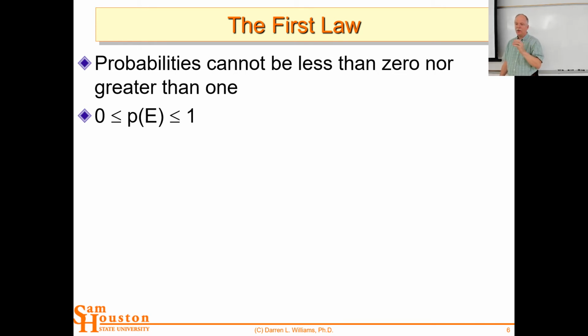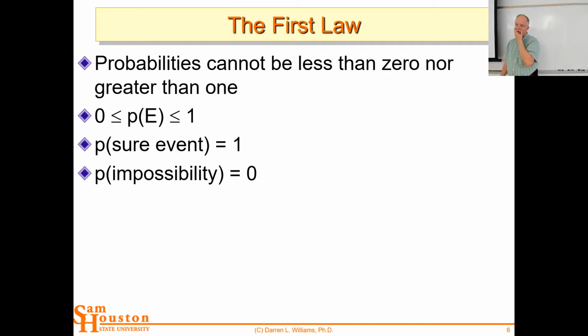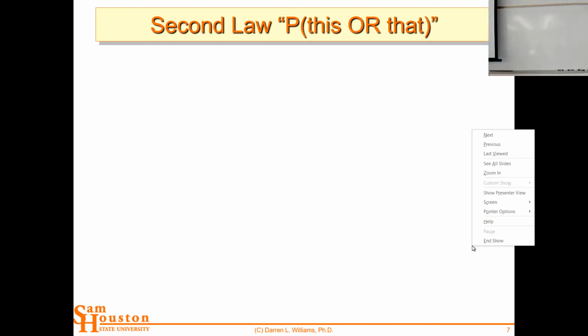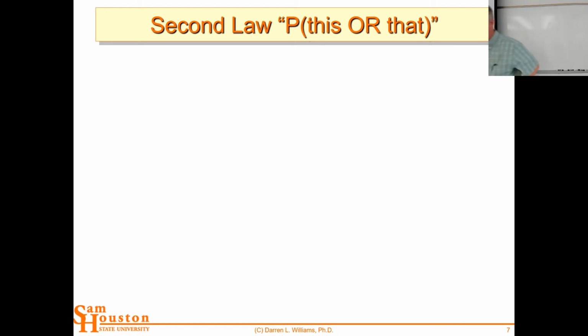The first law of probability is that your event is between 0 and 1, including those, but rarely including those. A sure event is 1, and an impossibility is 0. The second law is the Boolean option, or Boolean logic of the OR function.